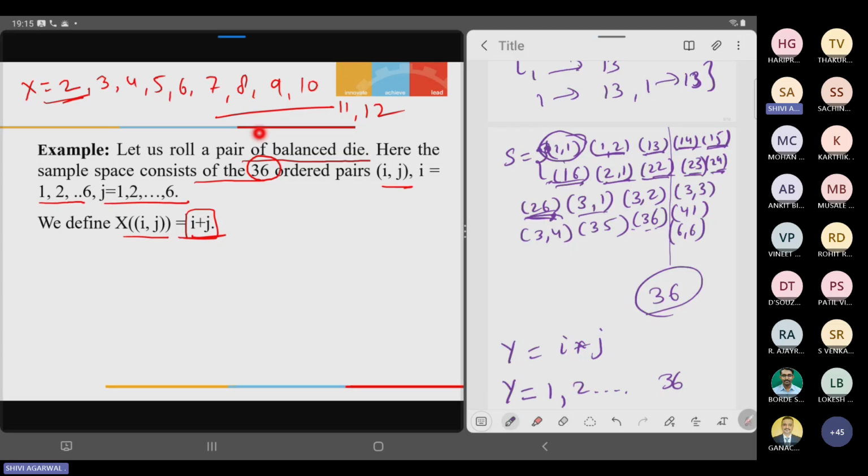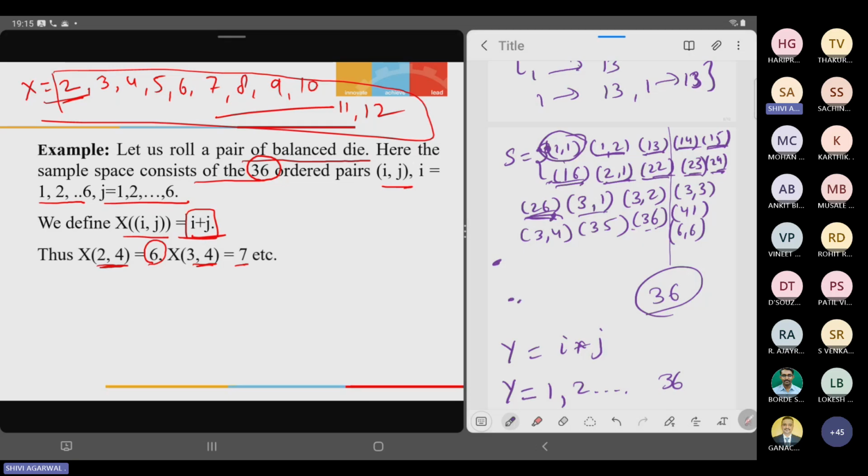Okay, so we have to check what the definition of the random variable is here. Here xij is equal to i plus j. Taking the example I mentioned, 2 comma 4, this value is coming 6. Like 3 comma 4, it is coming 7, and so on. So x's values vary from 2 to 12. Total values are 2 to 12.